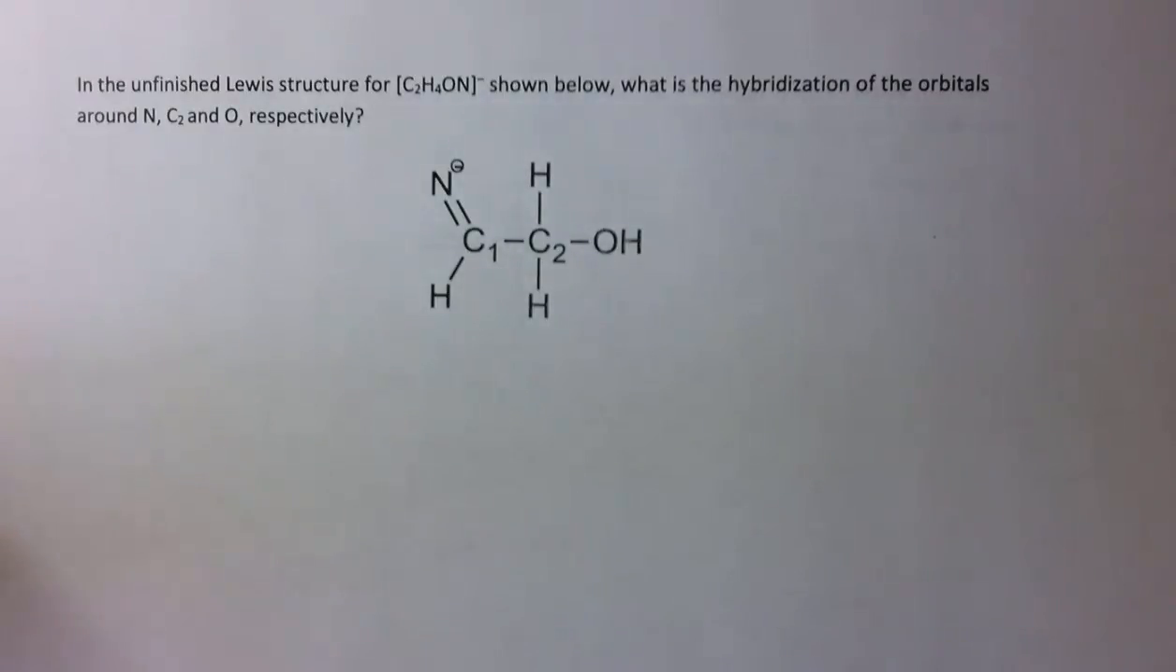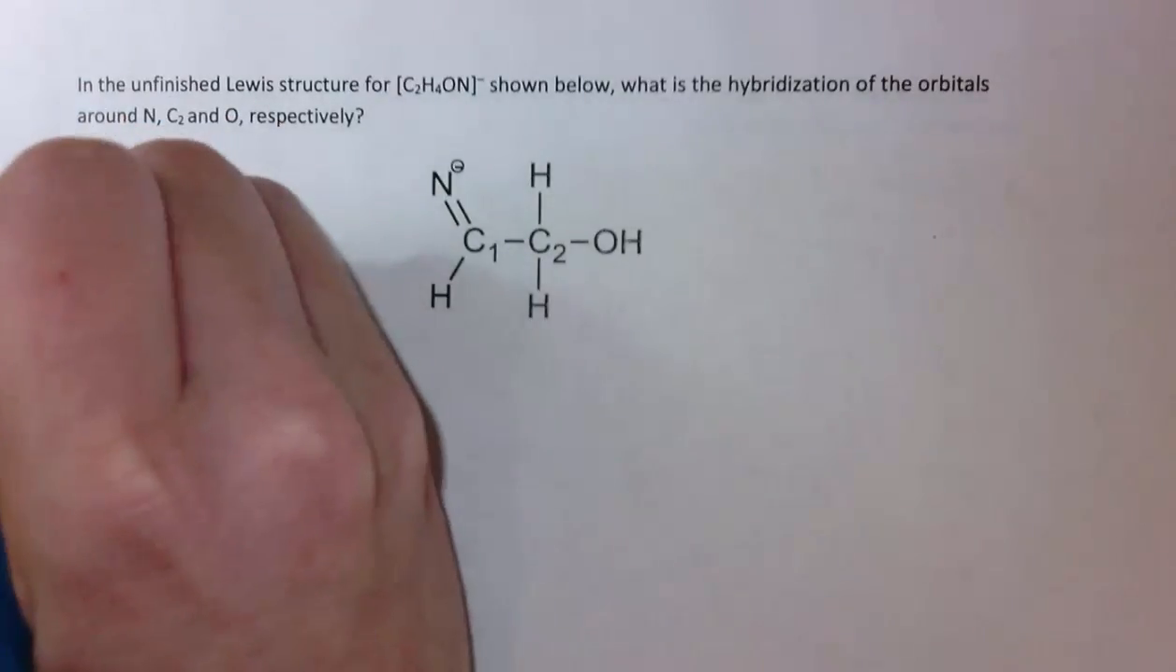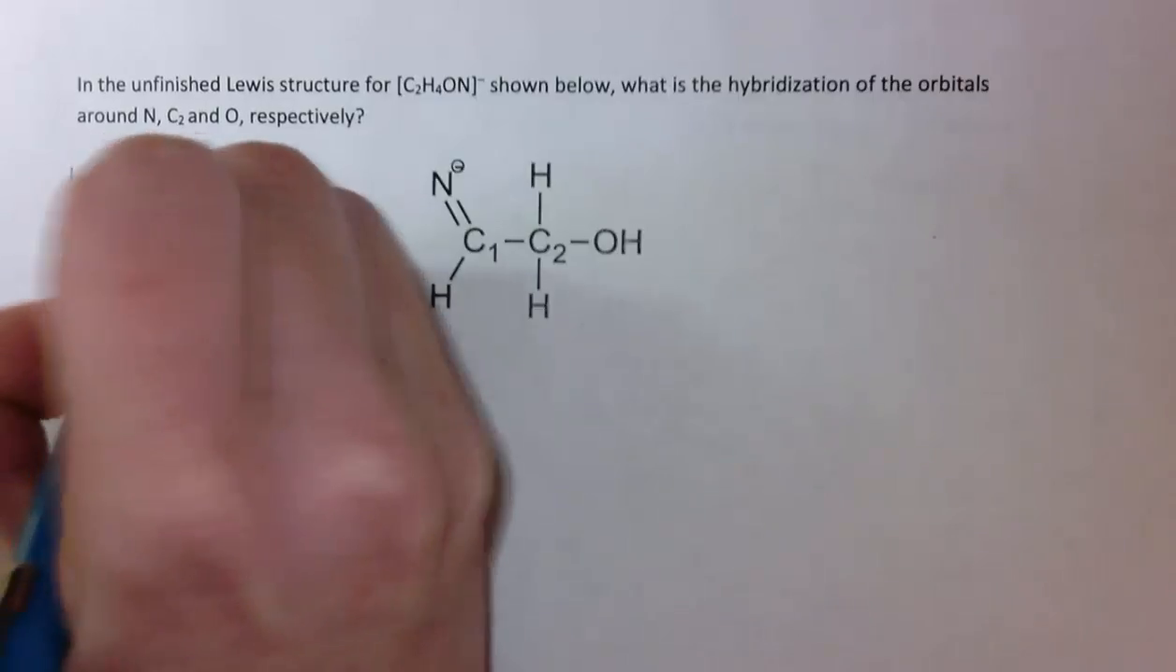In the unfinished Lewis structure for C2H4ON with an overall negative charge as shown below, what is the hybridization of the orbitals around nitrogen, the second carbon, and oxygen respectively? So before I start solving this problem, I'm going to complete the Lewis structure.